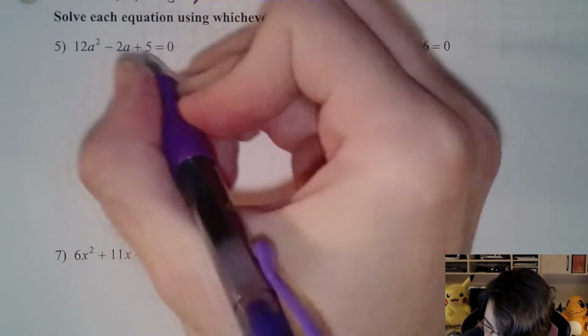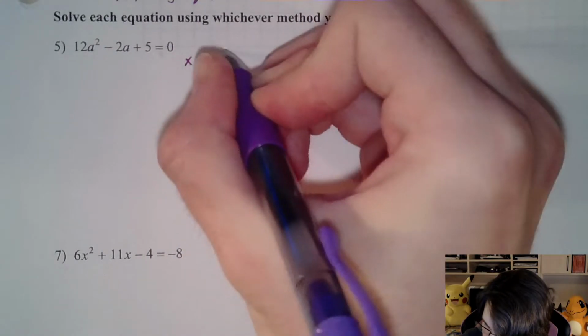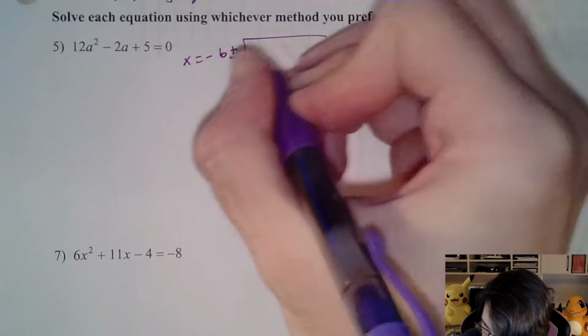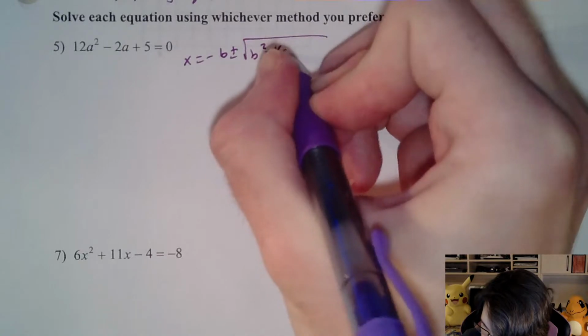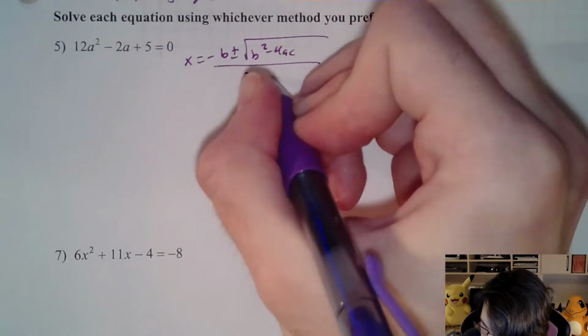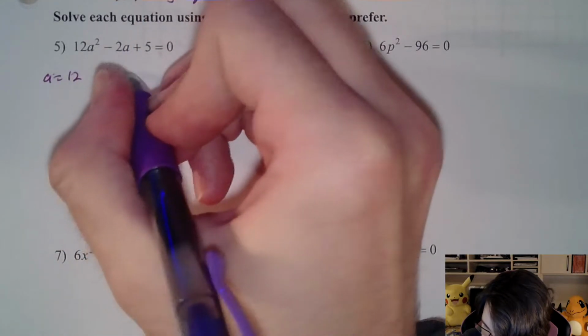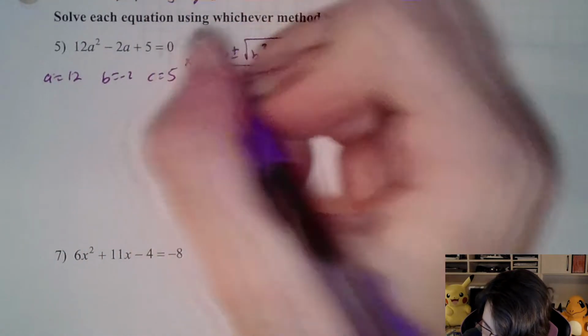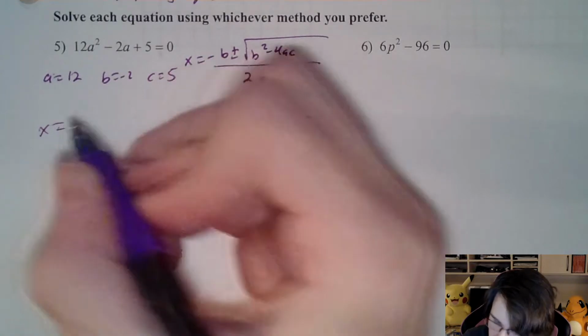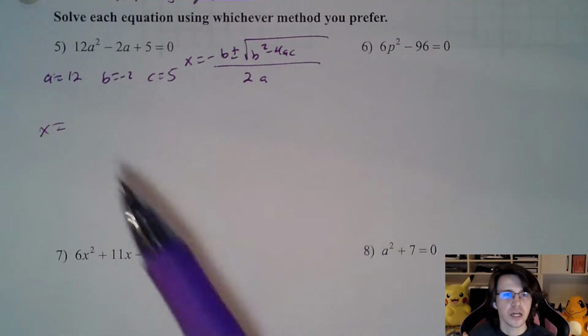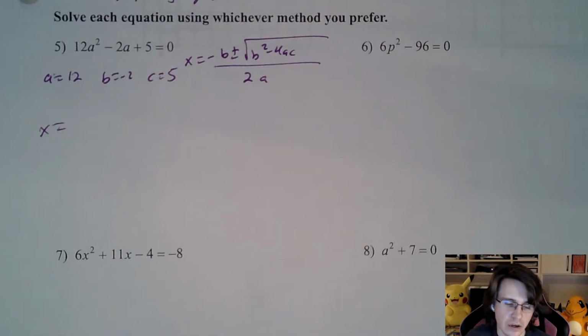In case you don't remember what that is, that's going to be -b plus or minus the square root of b squared minus 4ac all divided by 2a. This question, a is 12, B is -2, and C is +5. Now, one problem you run into on this particular question is that if you were to plug it all into the calculator right away, it will give you i answers.